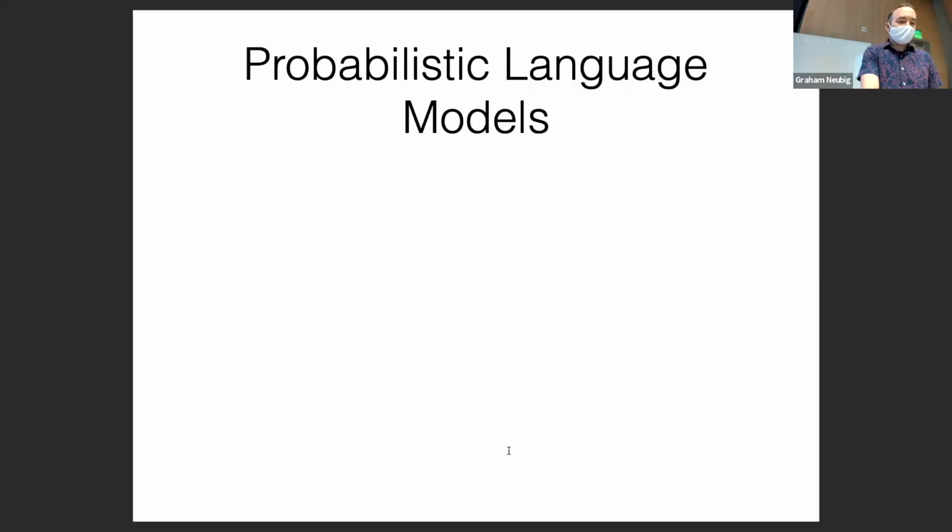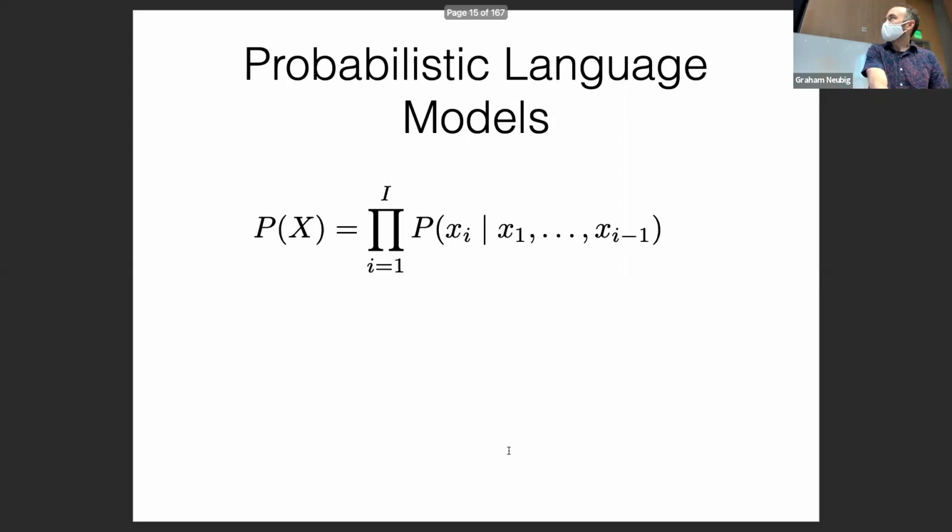Because it would be difficult to create a model in a rule-based system, just like it is for text classification, we come up with probabilistic language models, and we talked about these in the last class. Basically, they're models that try to calculate the probability of a text, P of X. The standard way we do this, it's not the only way, is by decomposing and calculating the next word in the sentence given the previous words of the sentence.